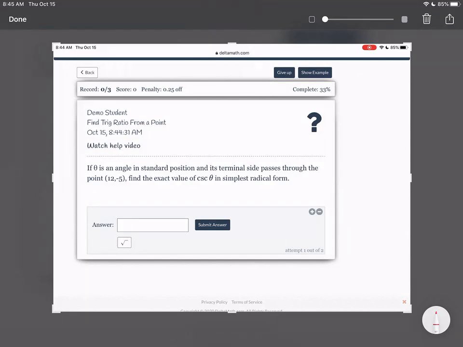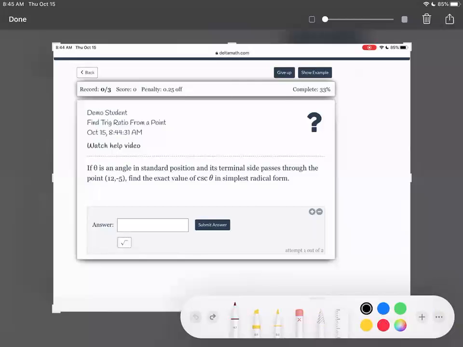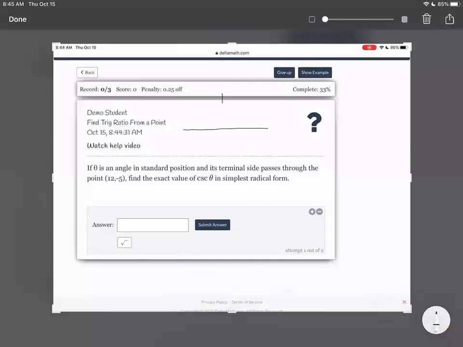So let me first draw for you the point (12, -5). I don't want to do this in red, I want to do it in black. Okay. Sorry, all my circles are so ugly. I don't know what's going on.